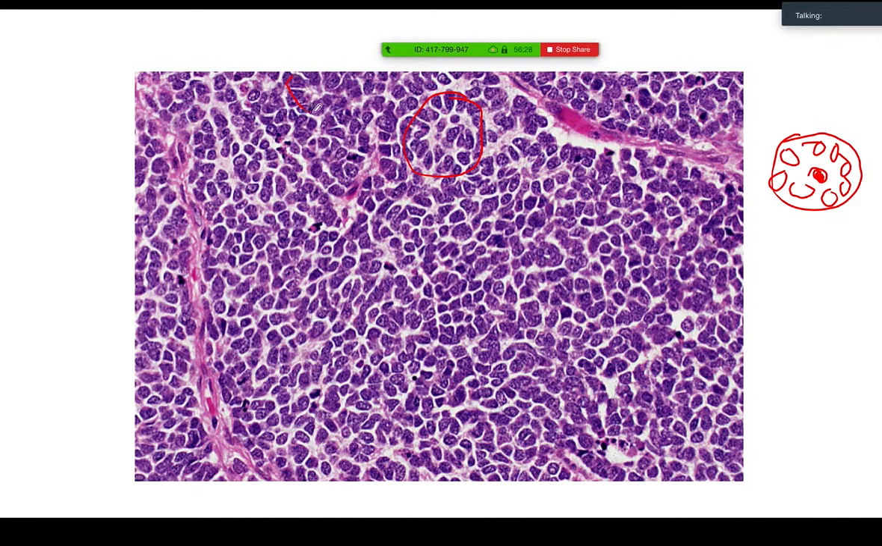I think you might see one here. Looks a bit like a rosette. Maybe here looks a bit like a rosette. Here, maybe you can see a rosette. You really kind of have to have an artistic eye to look for some of these things they describe. But that is the histopathology for this condition.